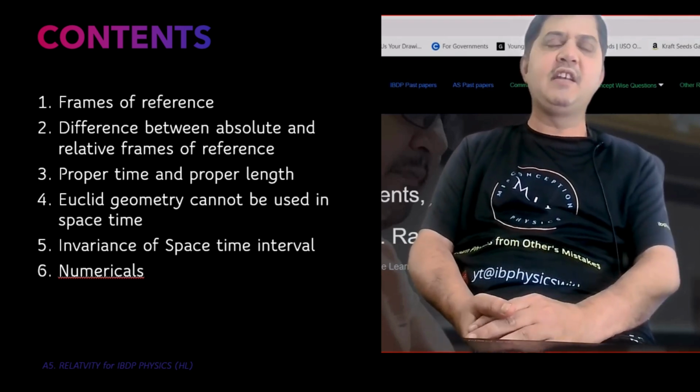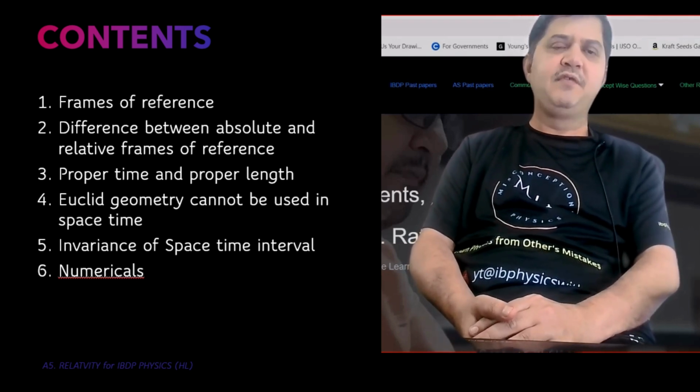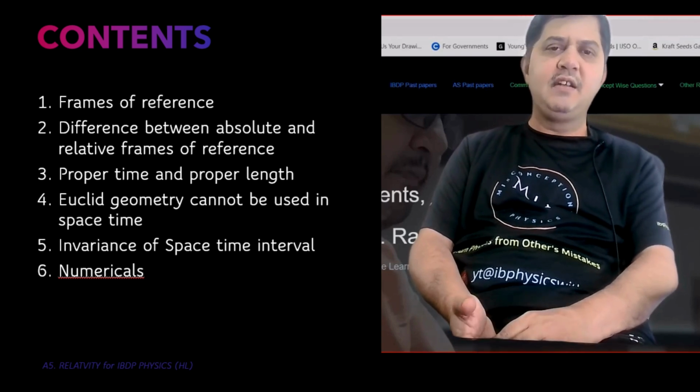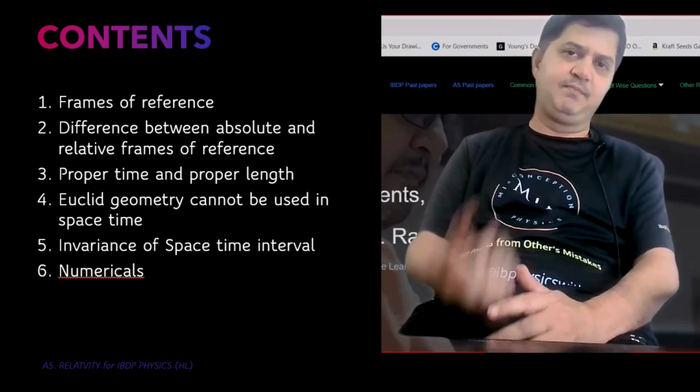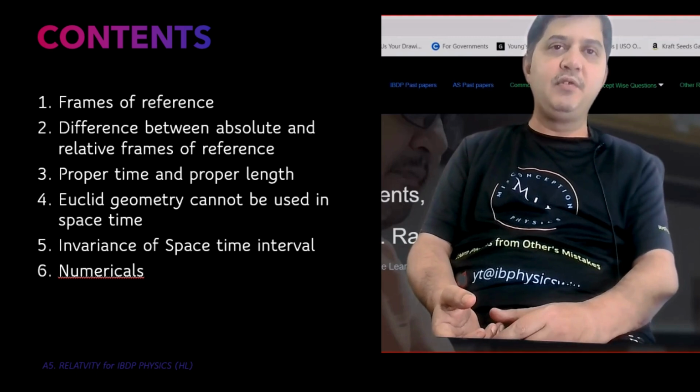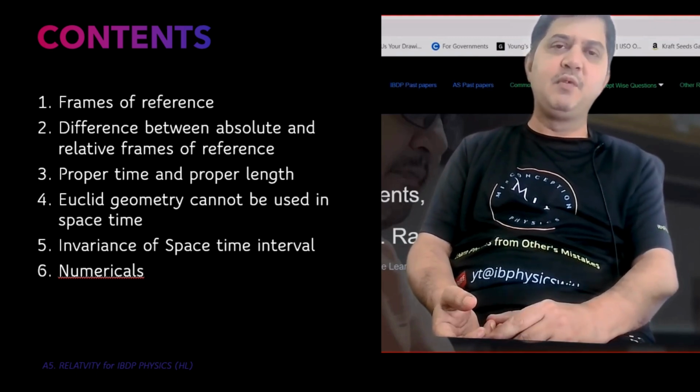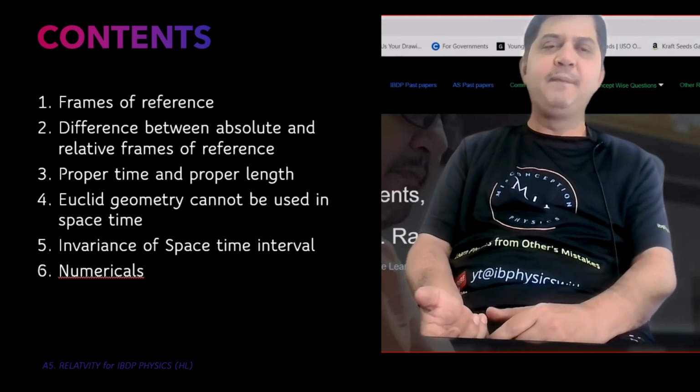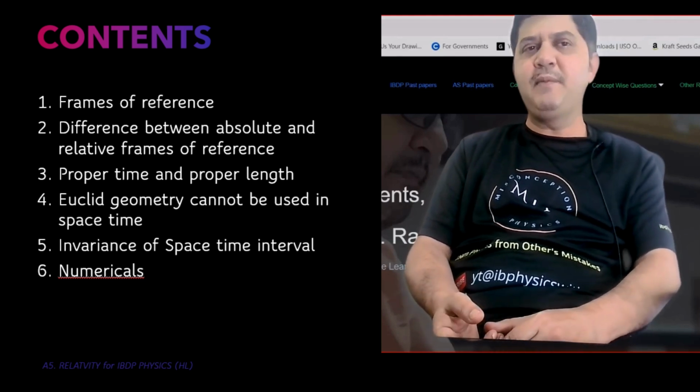Euclidean geometry cannot be used in space-time. For example, Euclidean geometry is one wherein you have a rectangular coordinate system. But here you will not be able to use it, because when the particle is moving with a speed nearly equal to c, the rectangular coordinate system itself becomes invalid.